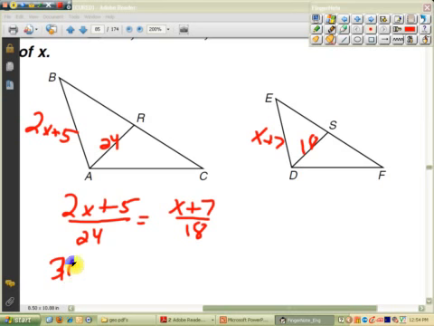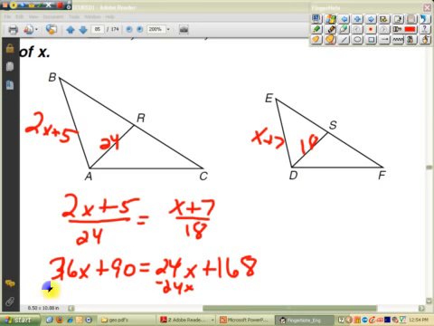Again, you cross multiply, so you get 36x plus 90 equals 24x plus 168. Now you can get rid of the 24x so that you keep your x's positive. That gives you 12x. And then when you get rid of 90, that leaves you with 78, and then you divide by 12. So x is 6.5.